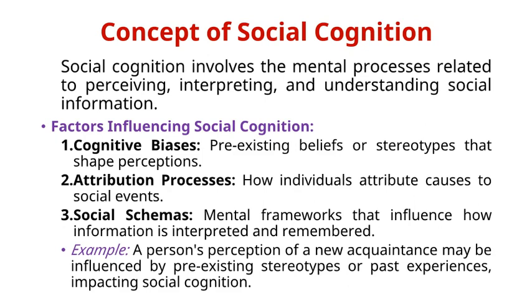Social schemas, mental frameworks that influence how information is interpreted and remembered. Example: a person's perception of a new acquaintance may be influenced by pre-existing stereotypes or past experiences, impacting social cognition.